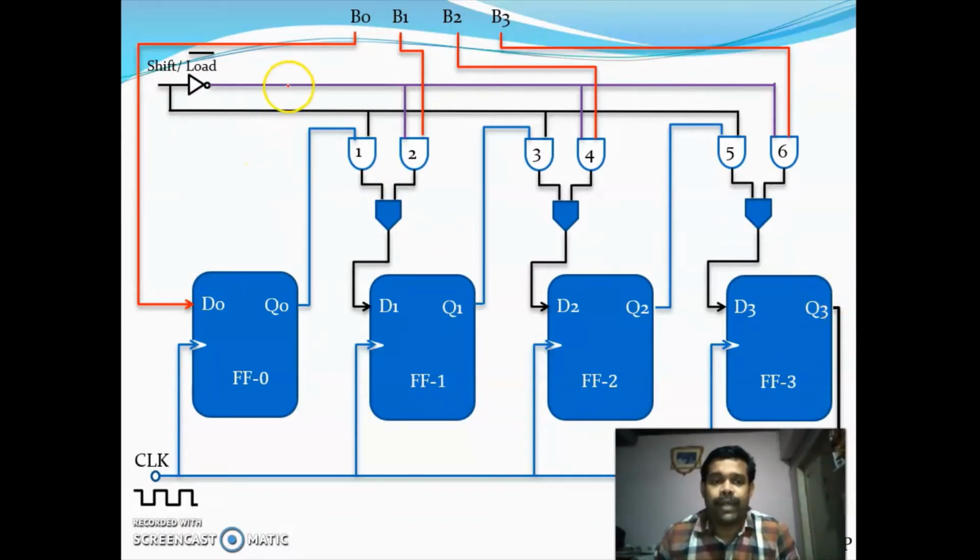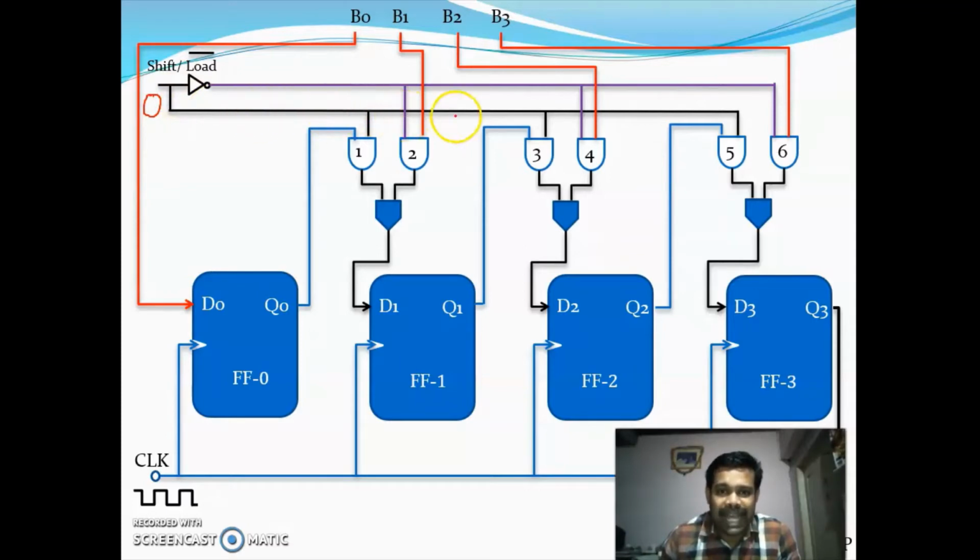You give the input in parallel and get the output in serial, and here you have a control input, shift/load-bar. The meaning of this is, when you give 1, this circuit will perform the shift operation, and when you give 0, the input will be loaded. First, we will assume that we are giving an input of 0.